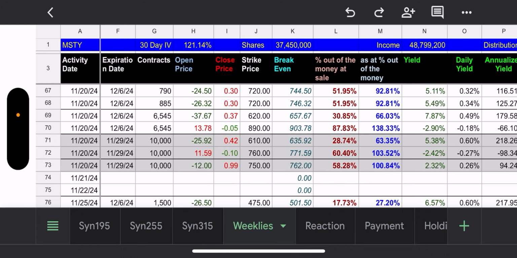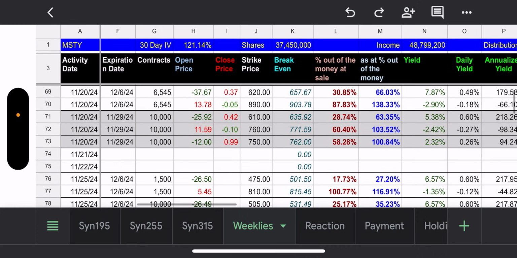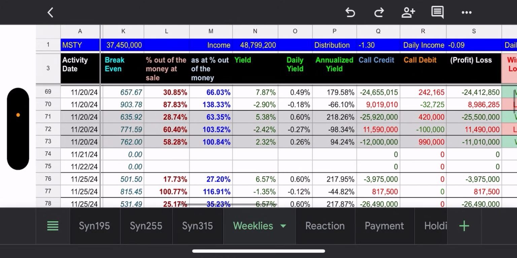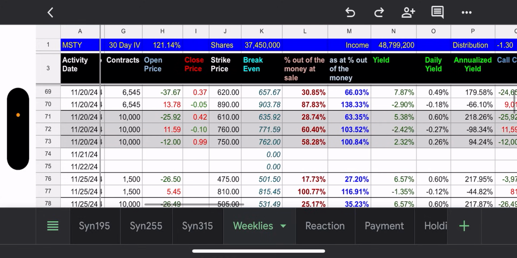So here's the other trade, 6,545 contracts. They paid 37 cents per share. That was a win, right? That was a win, 24.4 mil. Good job. Now, this one had a credit call spread.